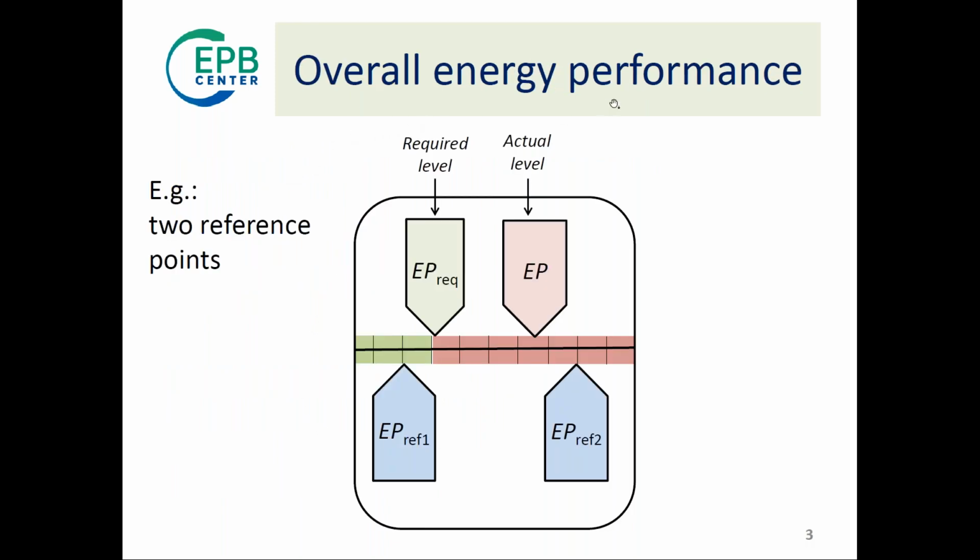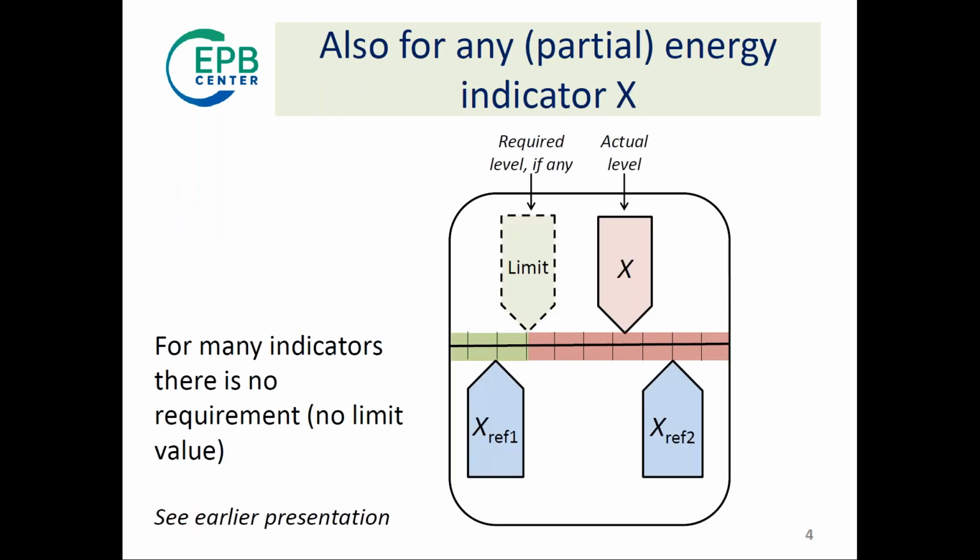So let's look at overall energy performance. Take the actual level, put it on a scale and compare it with, for instance, 2 reference points. And then you could also add the requirement on the same scale, and you have the rating. The same could be done for a component. So for any indicator, you could have a scale, 2 references, and you could have the limit value plotted in as well. But for many partial indicators, there are no requirements. These are just for information.